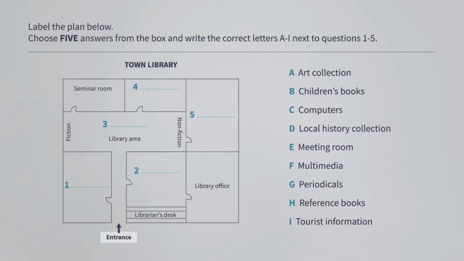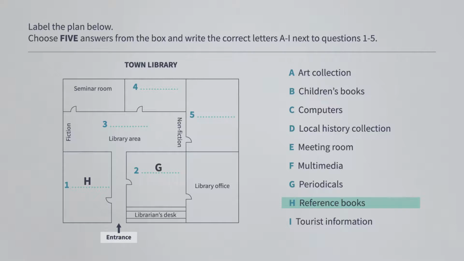Let's now discuss what helped us hear each answer. Question 1 is H, reference books. The speaker says, "Well, as you see, my desk is just on your right as you go in. And opposite this, the first room on your left has an excellent collection of reference books." Phrases just on your right, opposite this, and the first room on your left help us make the right choice.